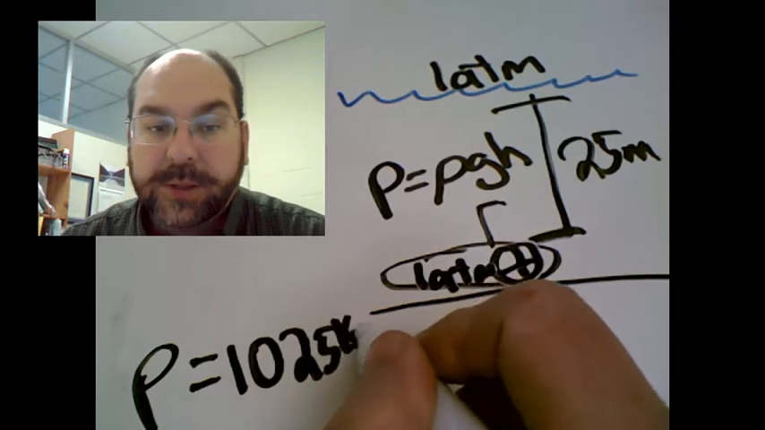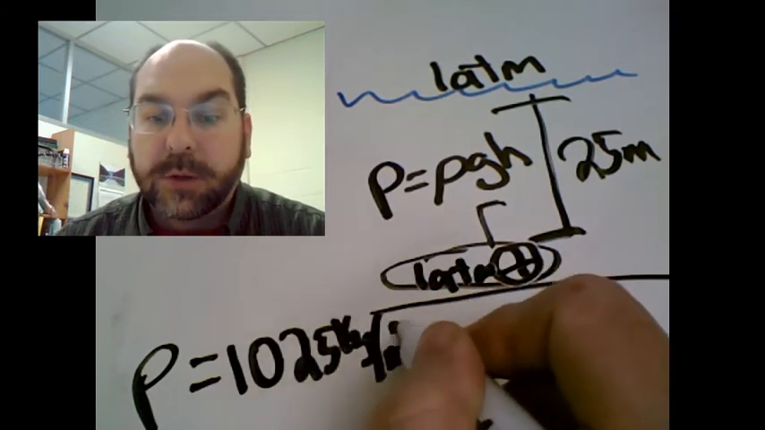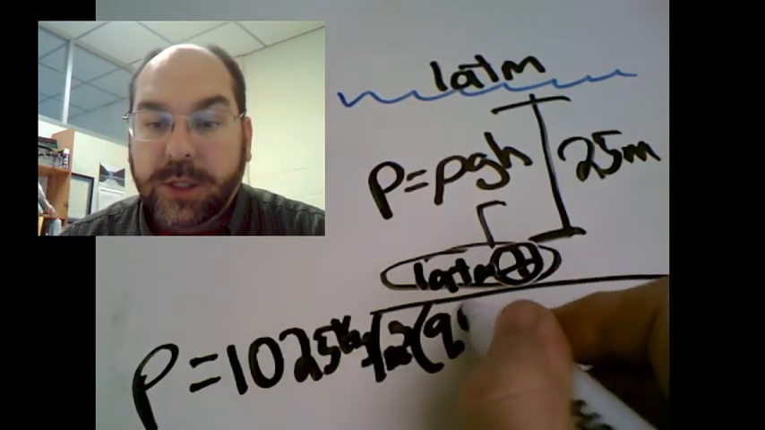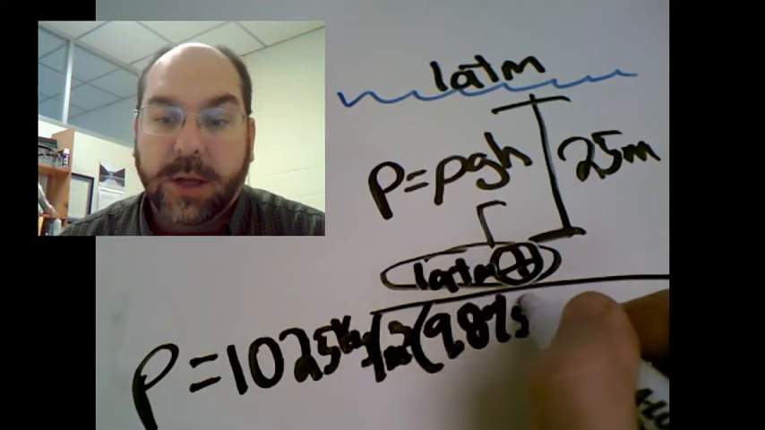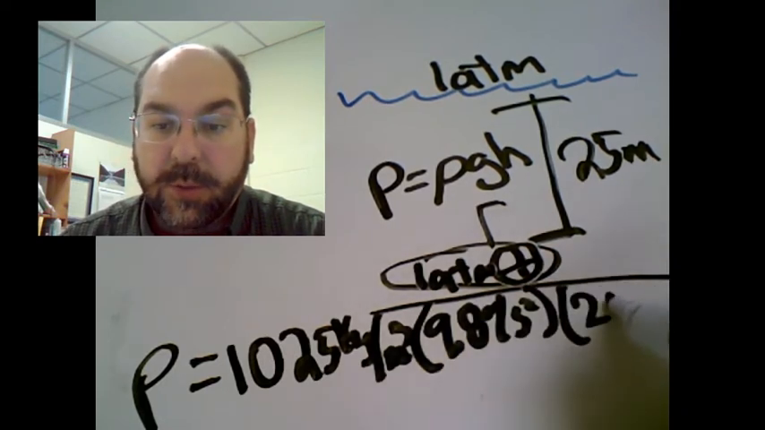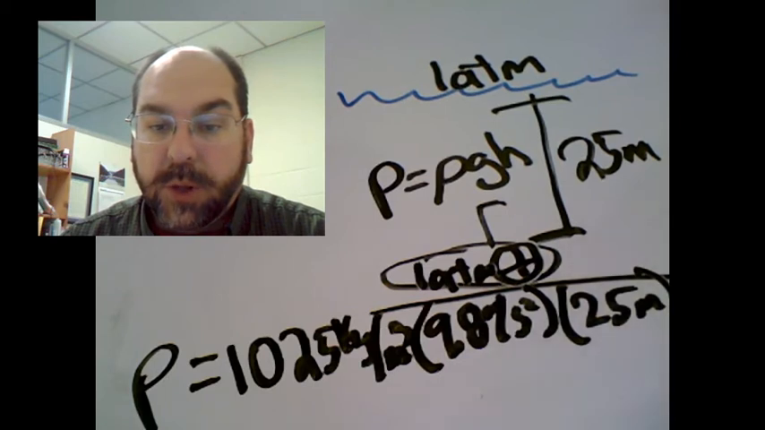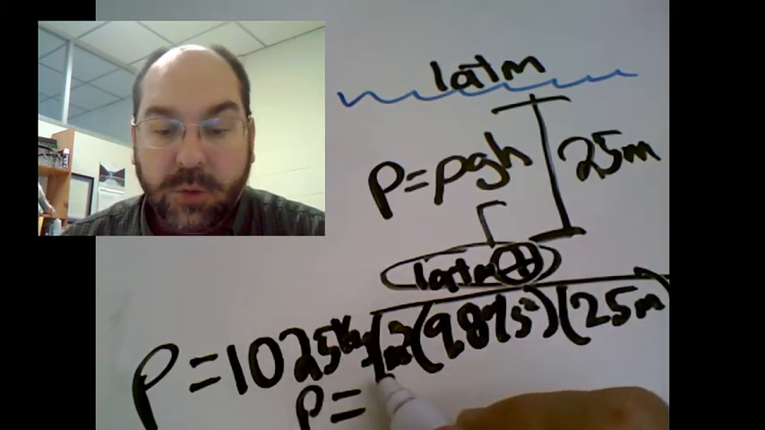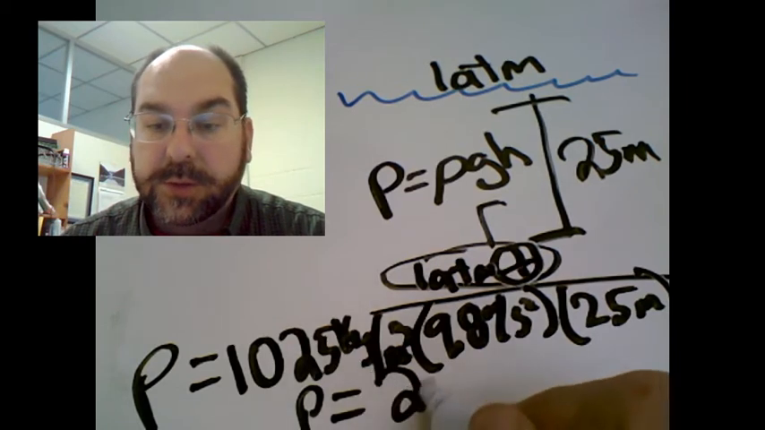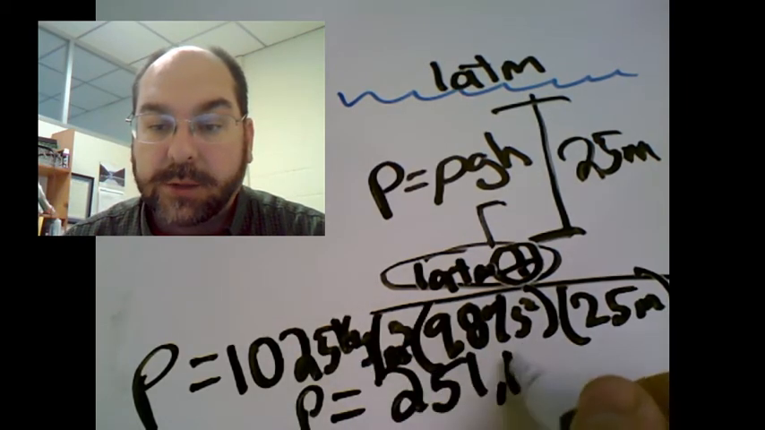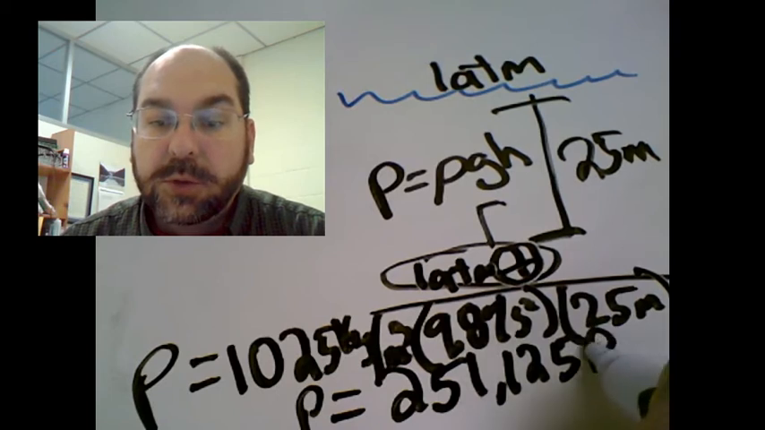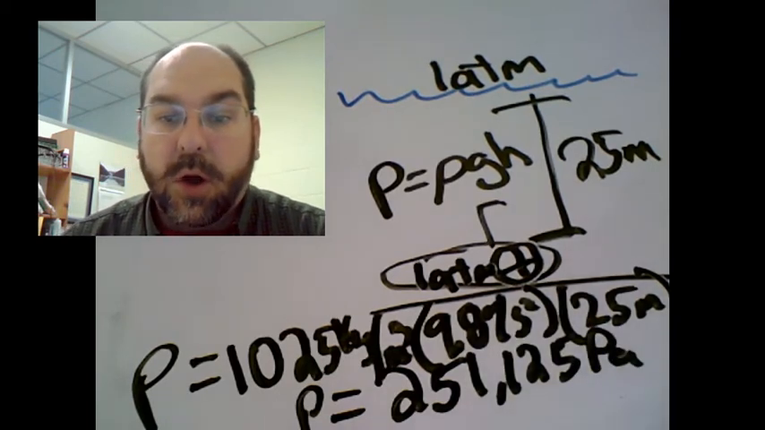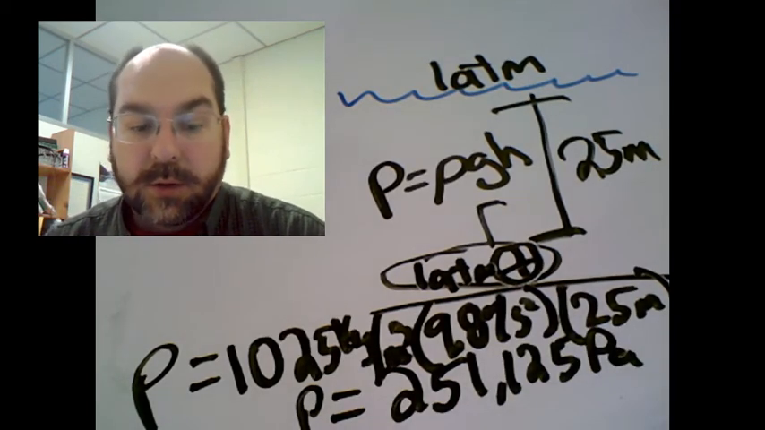Density of seawater is 1,025 kilograms per cubic meter, times g, 9.8 meters per second squared, times the 25 meter depth that we have. Plug all those numbers in, we come up with a huge number, 251,125 pascals of pressure. So we have a huge amount of pressure pushing on the door to the submarine, and our question is going to be how much force do we need to open that door.